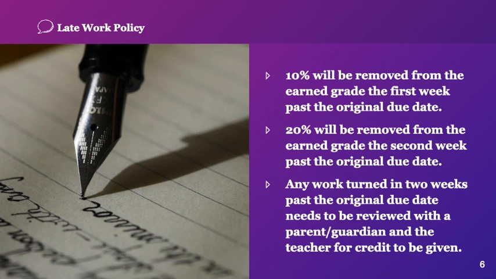So 10% will be removed from the grade the first week past the original due date. 20% will be removed from the earned grade the second week past the original due date. Any work turned in 2 weeks past the original due date needs to be reviewed with a parent or guardian and the teacher for credit to be given. Essentially, if you miss that 2-week window, you have to review it with your parents and with myself, and I will take it on a case-by-case basis as to whether or not any credit will be given.